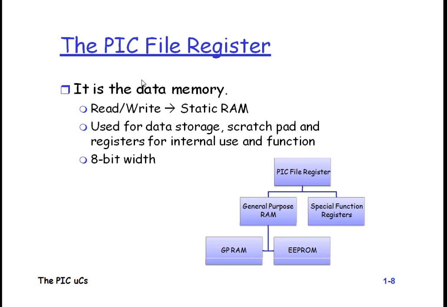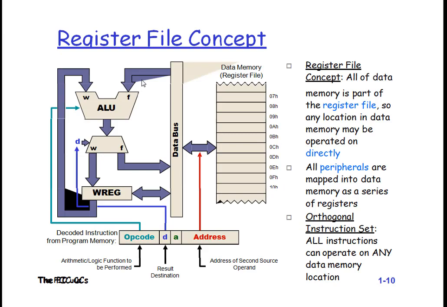It may be 8-bit. In the internal structure of the registers, from the left side there is an ALU unit, and data moves over the data bus, recirculates through the WREG register, and then goes to the decoding side. Register files are a concept where data memory is part of the register file. Any location in the data memory may be operated on directly. Peripherals are mapped into data memory as a series of registers.